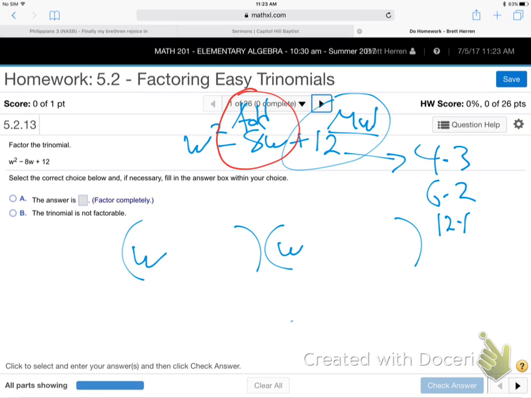Good. Then the middle thing. The middle comes from adding. That's why that matters, right? The back comes from multiplying. The middle comes from adding. So which of these pairs of numbers can somehow add to be a negative 8?